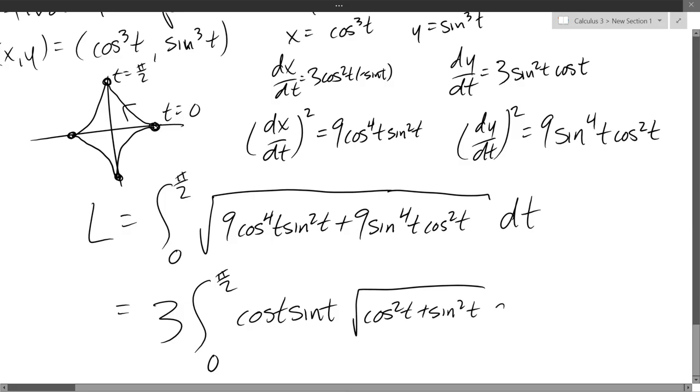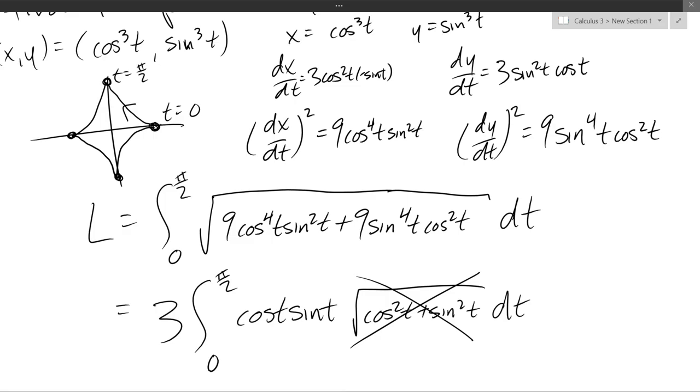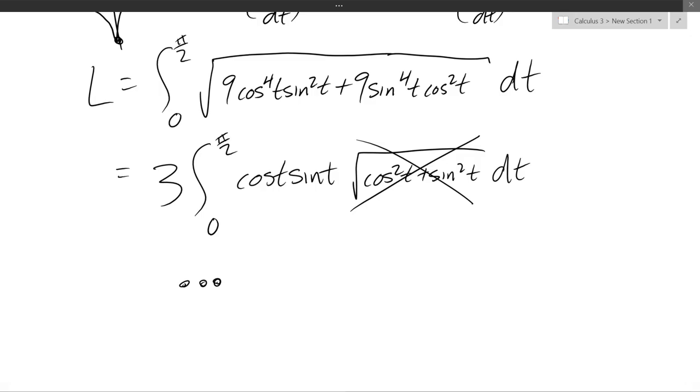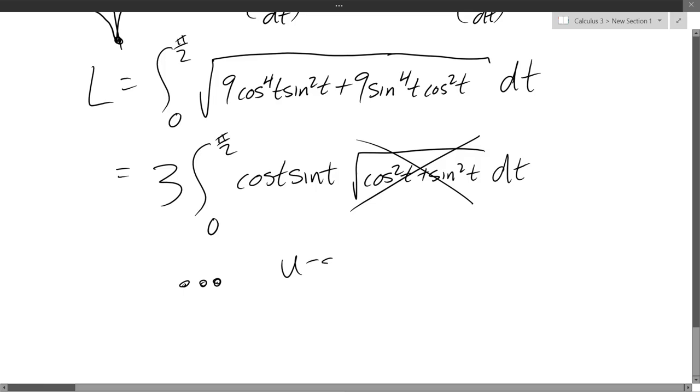All right, and why is that fantastic? It's 1. The square root of 1 is 1. So if you're feeling fancy, you can cross it out because you're multiplying. If I was adding, plus 1 is not the same as plus 0. But multiplying by 1 is the same as not doing anything. All right, can you integrate cos t sine t? Hopefully. So this is another one I'm going to write dot, dot, dot. That one should take way less time. That should not be very hard at all. I think that's just a U sub, right? Yeah, U sub.